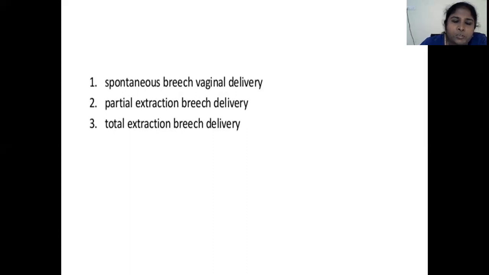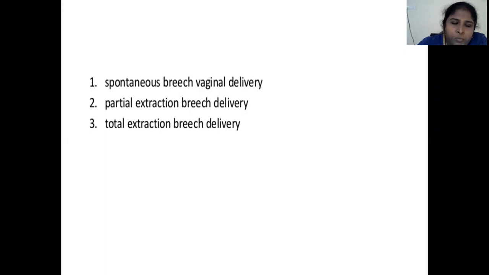So breech delivery, spontaneous means it has been delivered totally spontaneously, no doctor has intervened, it has expelled out on its own. Extraction means you assist the delivery of the baby. When the doctor assists, it is called assisted breech delivery. Among them, partial extraction means the buttocks and feet expel spontaneously, and from there you intervene. Total extraction means you put your hand inside the pelvis and remove one leg, then both legs one by one. That is called total extraction breech delivery.